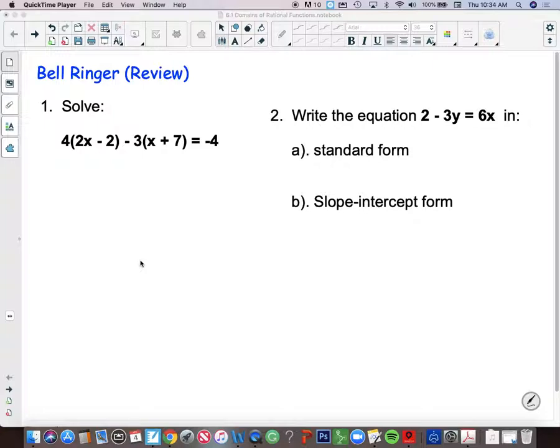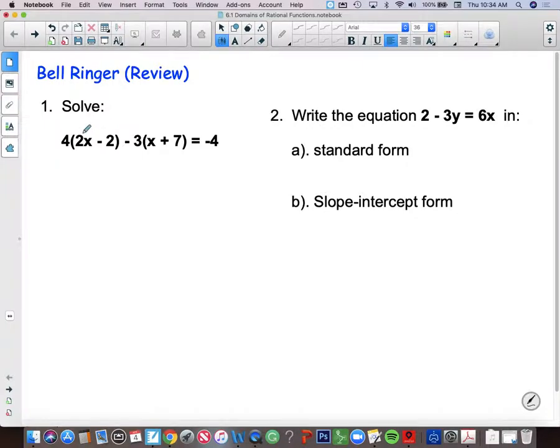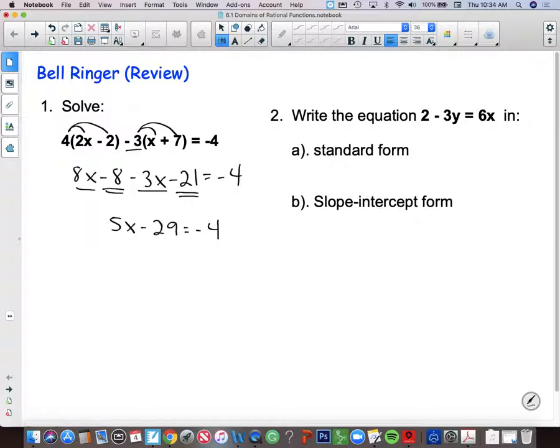For the first one here, we're just solving for x. So you want to multiply what you can. We've got the 4 distributing in there, and the -3, the sign goes with it, distributes in there. We want to do that first to get rid of those parentheses. We've got an 8x minus 8 and a -3x minus 21 equals -4. Then we simplify stuff on the left. We have 8x minus 3x, 5x, and then a -8 and a -21, so that gives me a -29 equals -4.